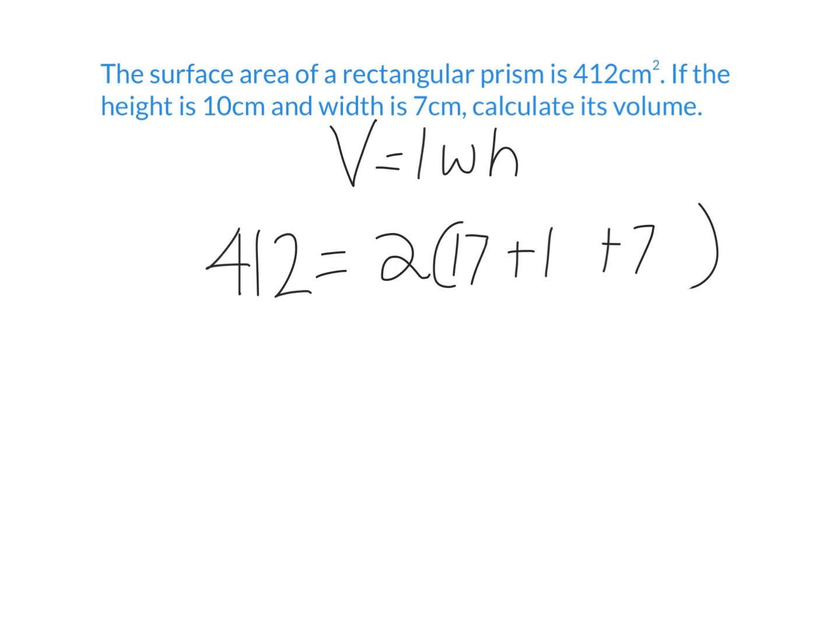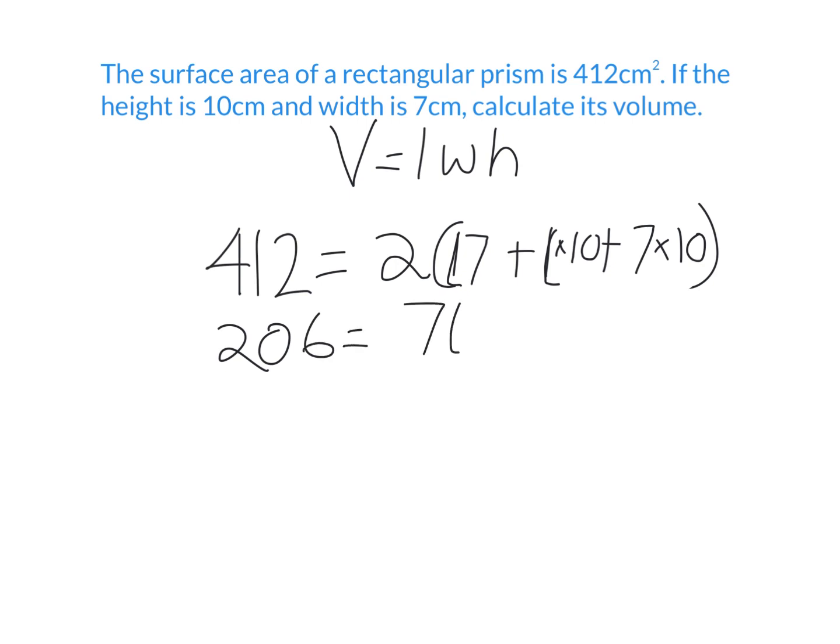So hopefully your eyes are lighting up a bit at the moment, because what we have is an equation with just one unknown. Here this was length, by the way, and length. That's the only unknown in this equation, so we can solve it easily. So what we're going to do is first divide each side by 2. So 412 divided by 2 is 206.